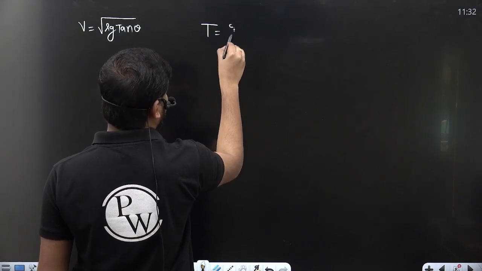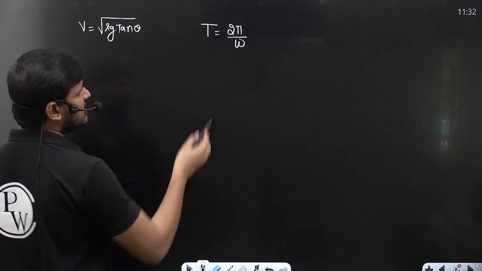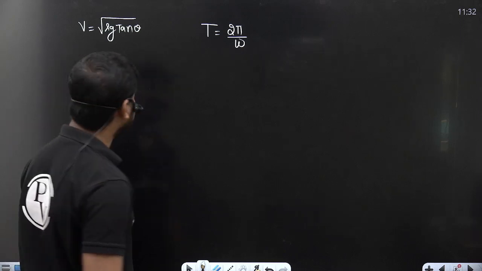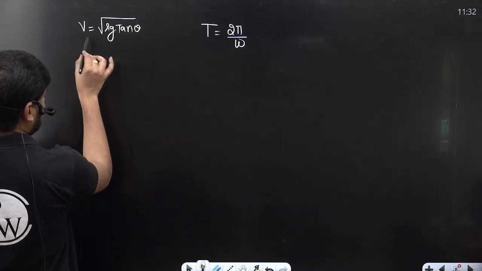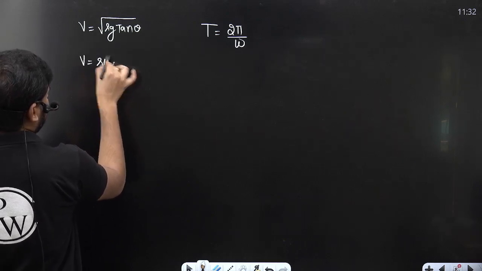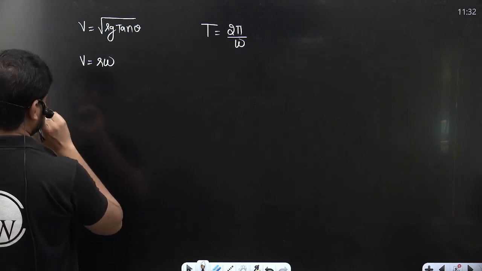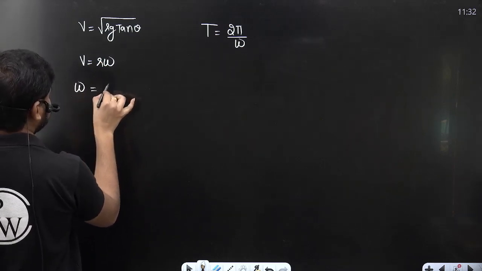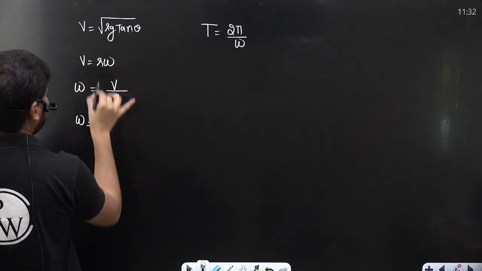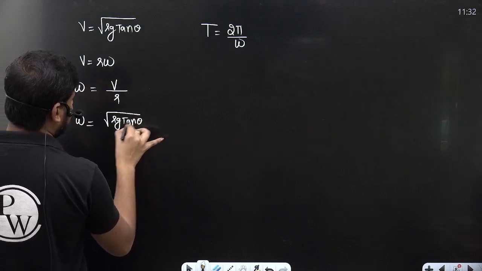So the time period formula is 2 pi by omega. Omega is equal to 2 pi by T, so time period is equal to 2 pi by omega. From here, we need omega. We know the relation that v is equal to r omega, so omega is equal to v by r. Omega is equal to v, which is root over r g tan theta, by r.